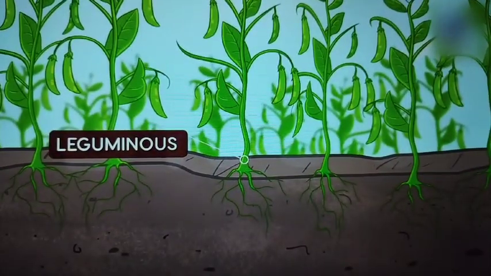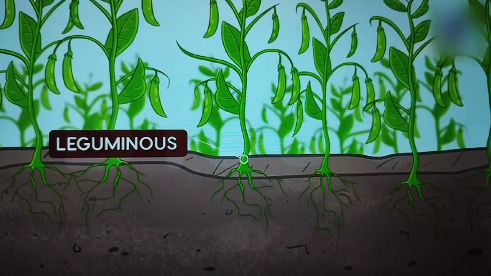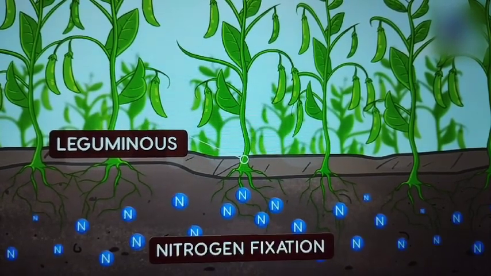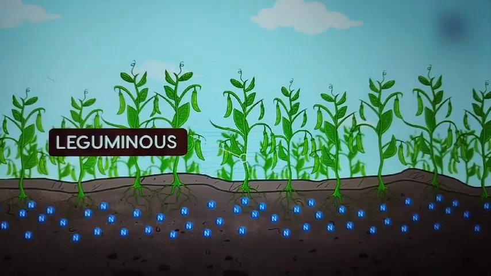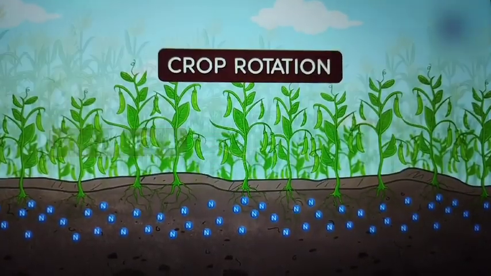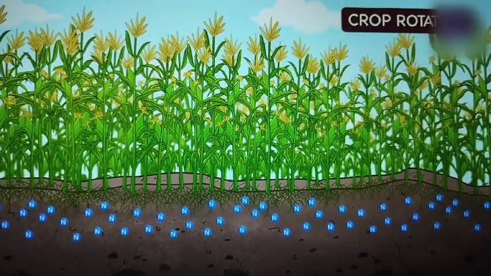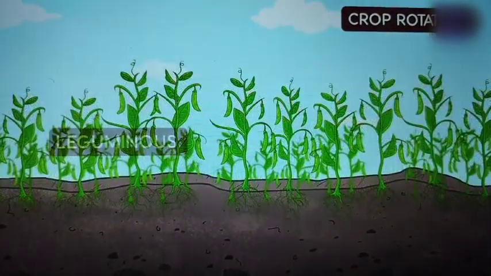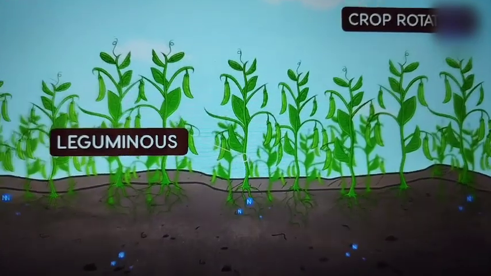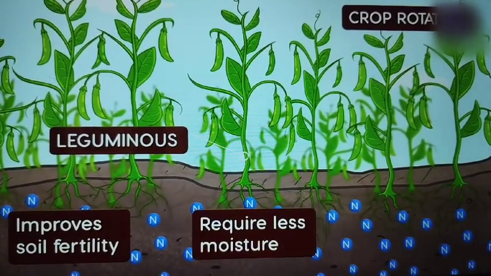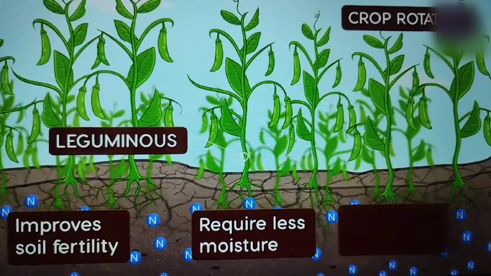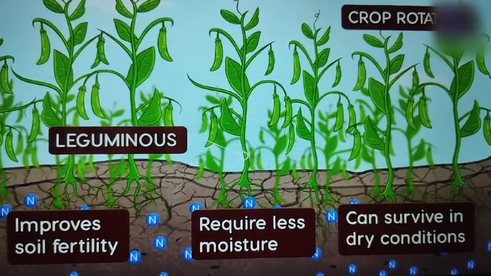Some pulses are leguminous crops, which means that they help in nitrogen fixation. Therefore, these crops are cultivated by crop rotation. That is, after a season of a different crop, this crop is cultivated on the same land. This improves soil fertility. They require less moisture to grow and have the ability to survive in dry conditions.